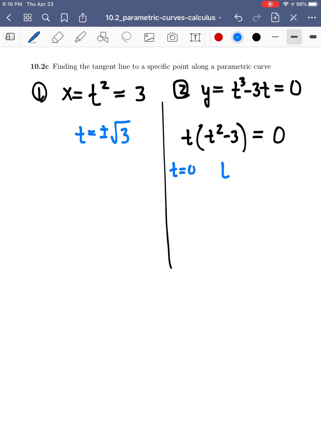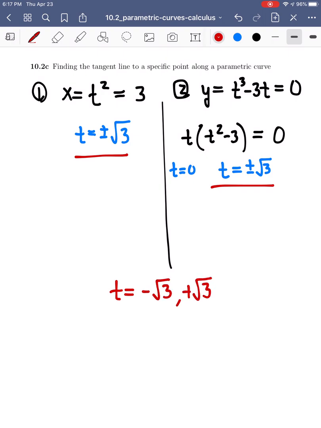And we find that t has to equal plus or minus the square root of 3. Again, setting t equals 0 and t squared minus 3 equals 0. And when we compare both sides, we have solutions t equals plus or minus root 3 for x, and t equals plus or minus root 3 for y. So it looks like when t is equal to minus square root of 3 and plus the square root of 3, we land at that point (3, 0).